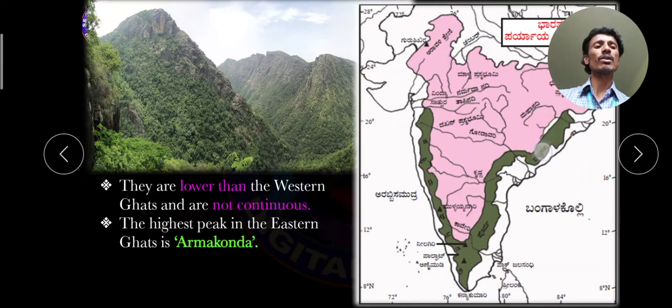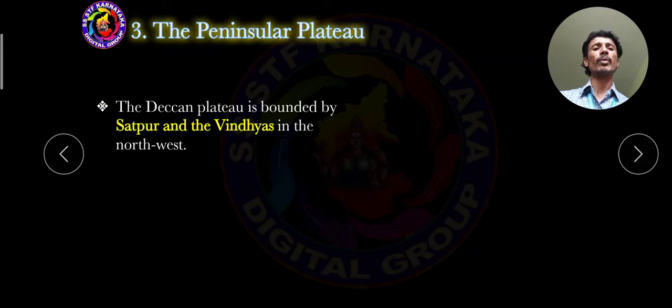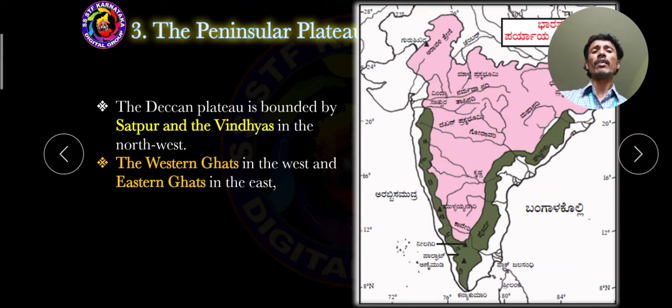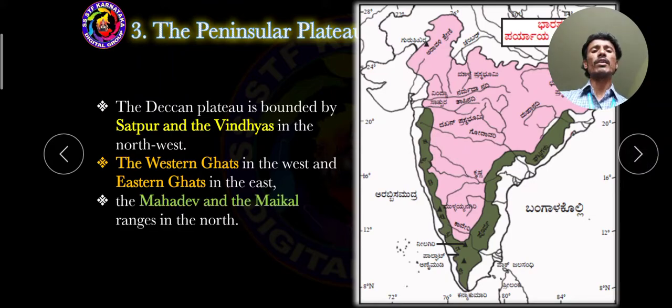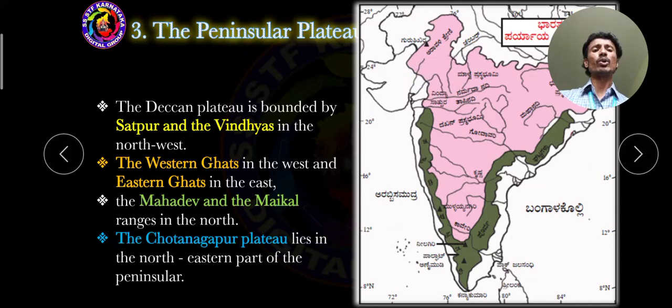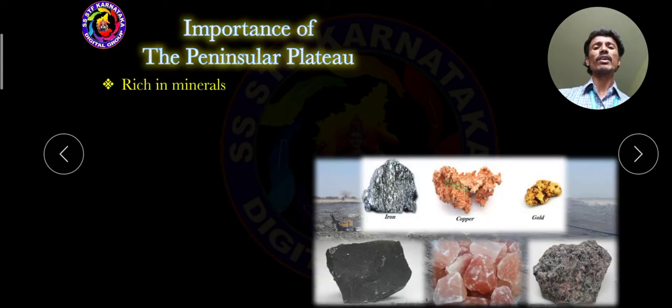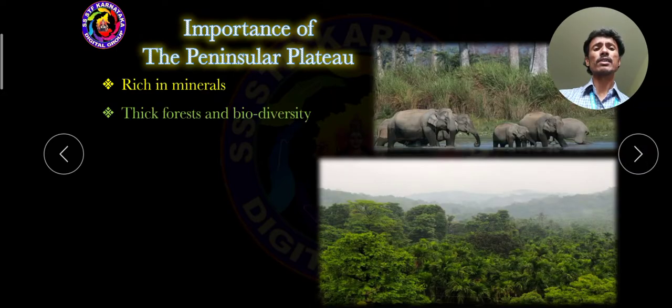So this is the place of Aramakonda. The Peninsular Plateau, the Deccan Plateau, is bounded by the Satpura and Vindhyas, I already explained that, the Western Ghats in the west and Eastern Ghats in the east, and the Mahadev and Maikal ranges in the north. And the Chota Nagpur Plateau I already explained to you. Then the importance of the Peninsular Plateau: it is rich in minerals, which means most of the minerals we have to find here.